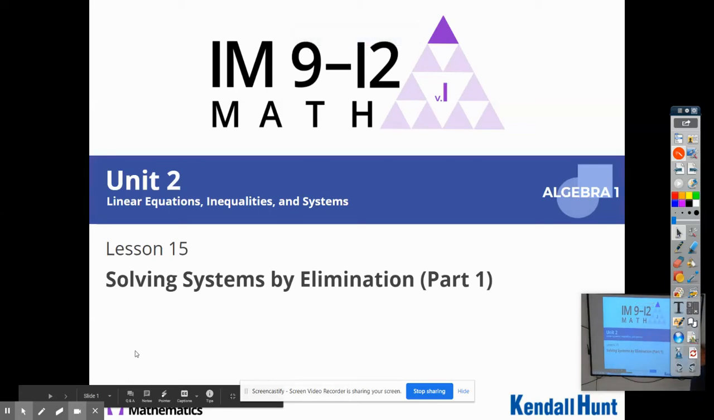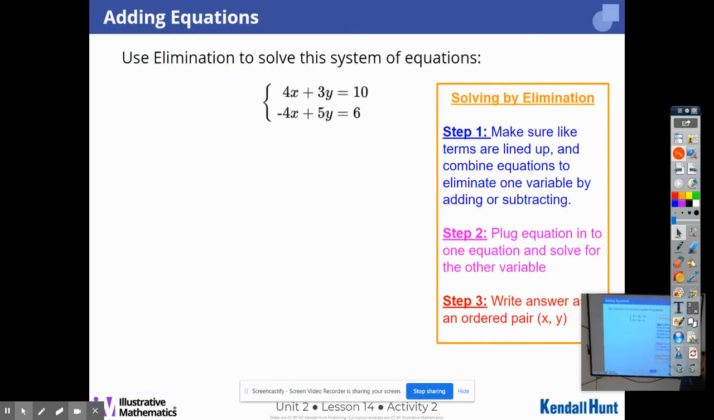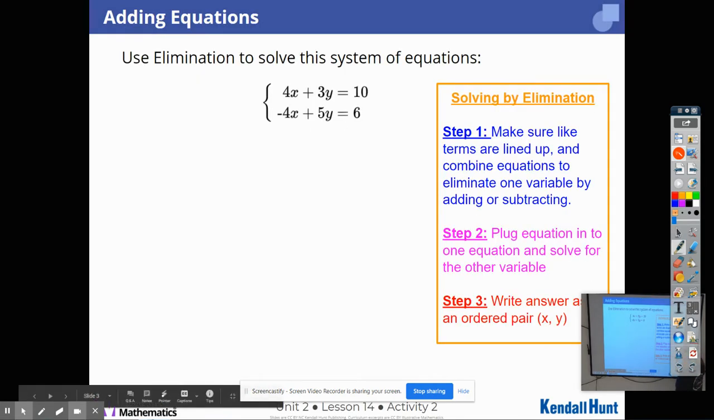Hey guys, so today we're going to do lesson 15, and it's solving by elimination. We're going to look at a couple of different ways to use elimination, and it's just our third method of how we can solve a system of equations.